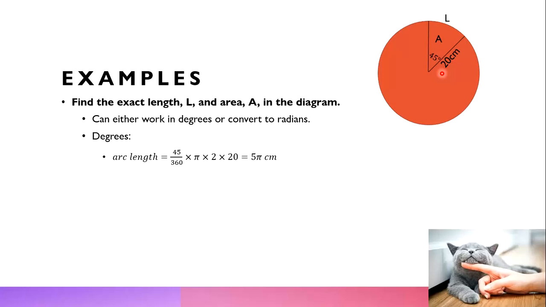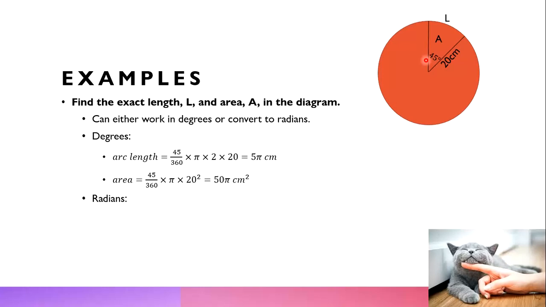So in degrees, arc length is going to be 45, because that's the degrees at the centre, over 360, lots of pi, lots of 2, lots of 20, which is going to be 5 pi centimetres. So the 2 is part of the formula. The 20 is the radius. Okay, so for the area, if you work in degrees, 45 out of 360, lots of pi, lots of 20 squared, because 20 is the radius, which gives us 50 pi centimetres squared.